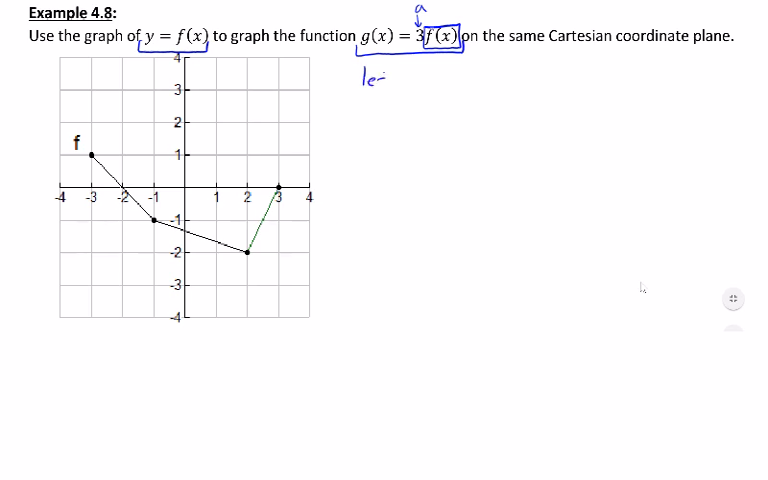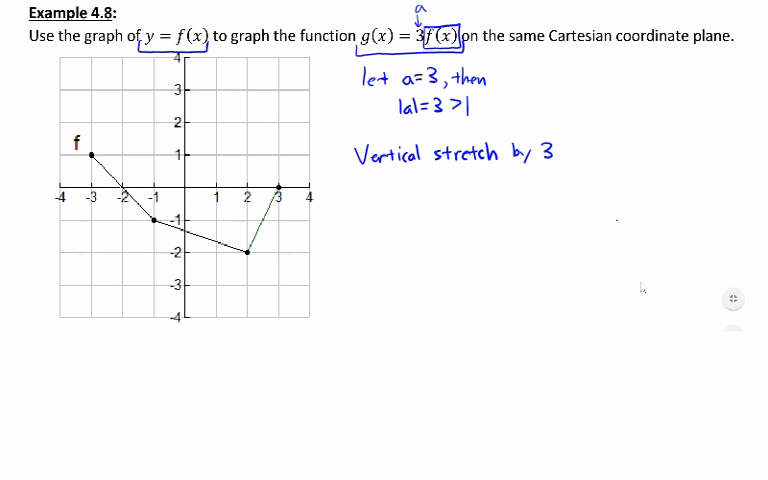So I'm going to do this the same way I did example 4.7. I'm going to let a be equal to 3. And then that means that the absolute value of a would also be equal to 3. And 3 is going to be larger than 1. So that means that I would interpret this as a vertical stretch. Being larger than 1 means it's going to be a stretch in the vertical definition that we saw. So this will be a vertical stretch specifically by 3.